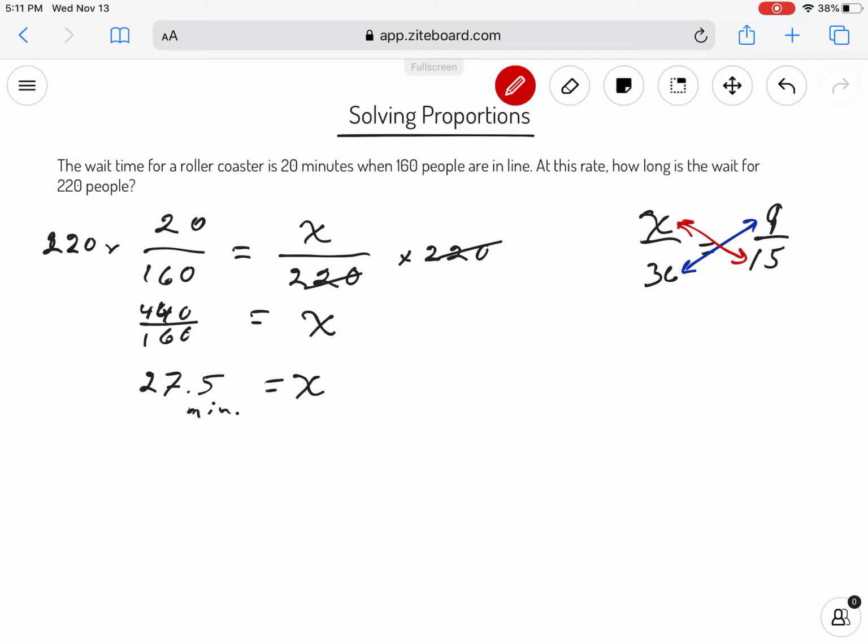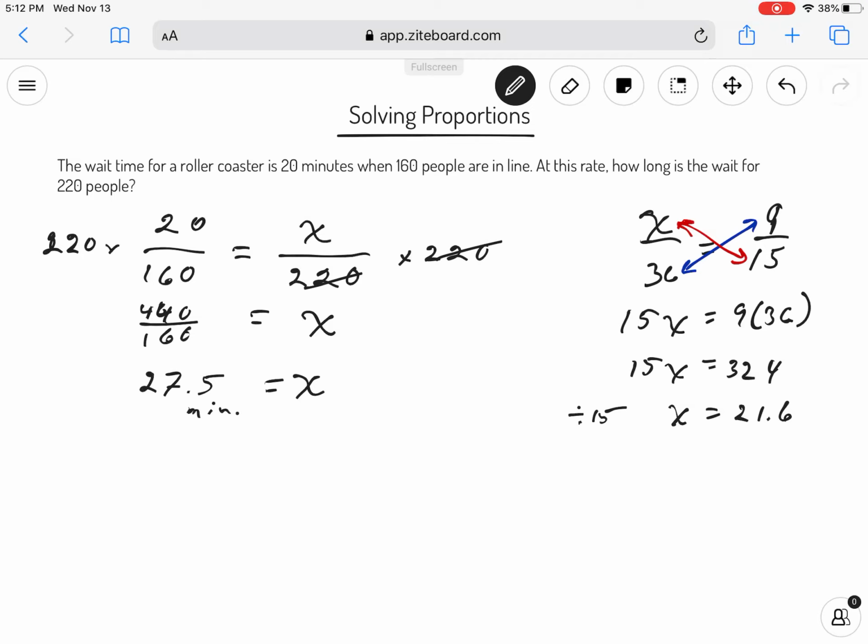So when I cross multiply, I'm going to have 15 times x equals 9 times 36. Okay, and so that's going to be 15 times x, and 9 times 36 is 324, and then I divide both sides by 15, and that's going to give me 21.6.